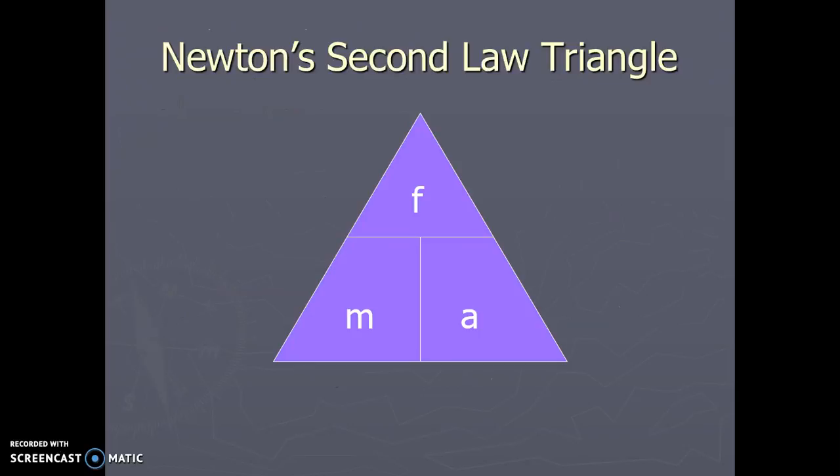Please pause the video and copy down Newton's second law triangle right now. The label for force is newtons, which is abbreviated capital N. The label on mass is kilograms, and the label on acceleration is meters per second squared.